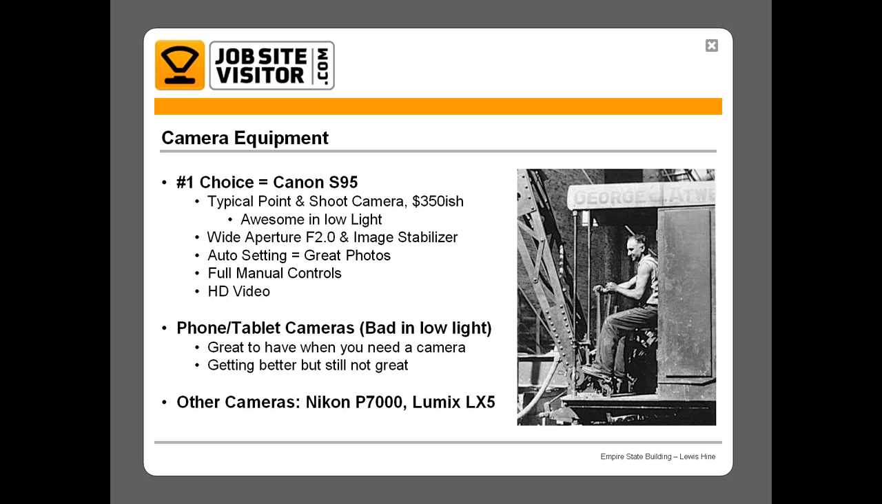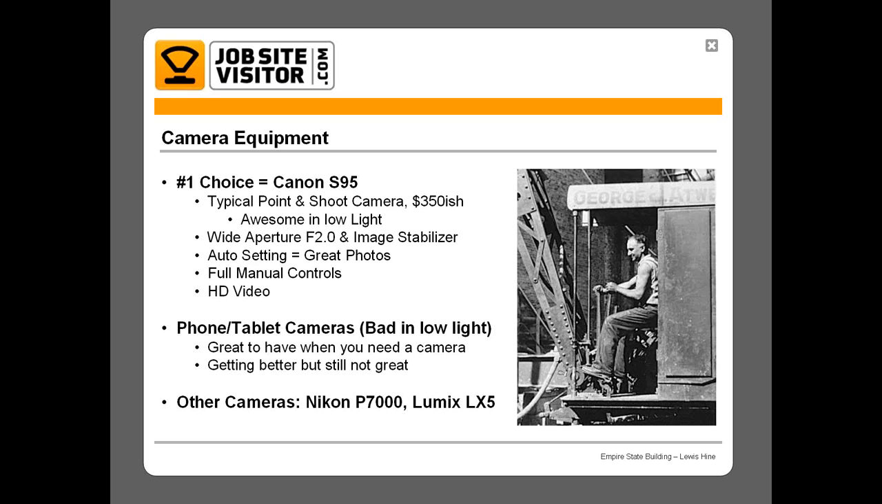When it comes to camera equipment, there's a lot of choices out there on the market today, and it's constantly changing. When I recommend cameras to people, the most important thing for a construction camera, or when buying a good construction camera, is making sure that it takes good photos in low light. I've found that in today's market, the Canon S95 does the best job.